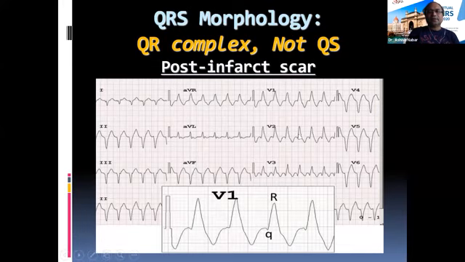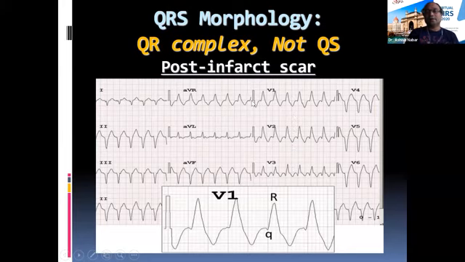This is one important thing that I wanted to convey, that QR pattern. Whenever you see a QR pattern in any wide QRS tachycardia, QR pattern, so not QS pattern. A QS pattern doesn't tell you much, but if you see a QR pattern, it tells you that this complex is created in the presence of a previous infarction. So this right bundle branch block kind of tachycardia is with an old anterior wall infarction, because you see a QR pattern in V1 to V3.